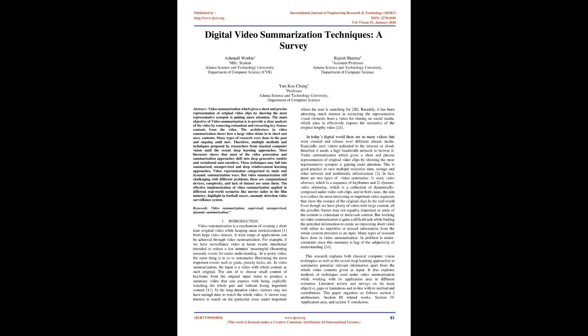The architecture in video summarization shows how a large video is condensed into short and story-like contents. Many types of research were done in the past and are ongoing until now. Therefore, multiple methods and techniques were proposed by researchers, from classical computer vision to recent deep learning approaches. Most literature shows that video generation and summarization approaches shift toward deep generative models and variational autoencoders. These techniques may fall into supervised, unsupervised and deep reinforcement learning approaches.